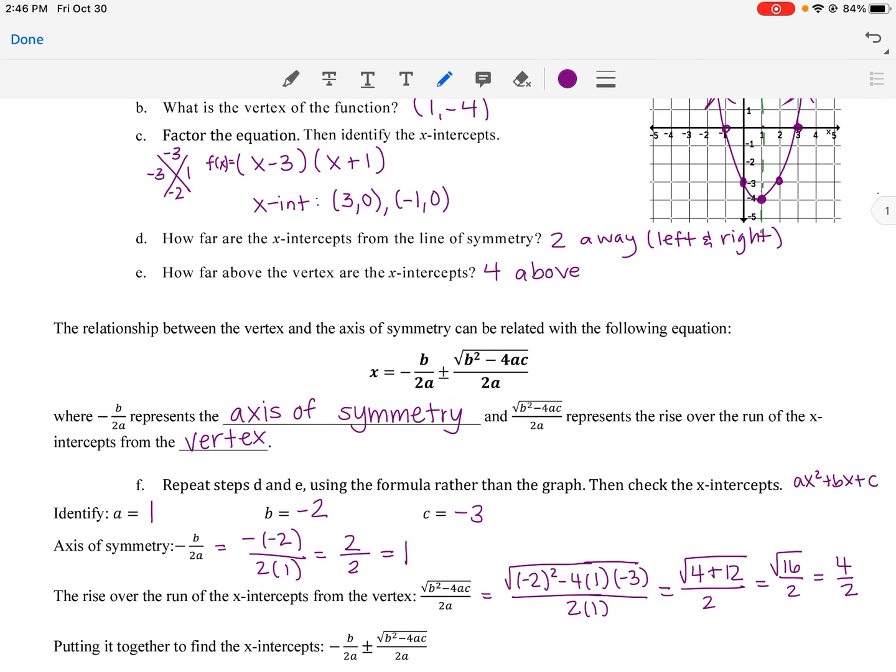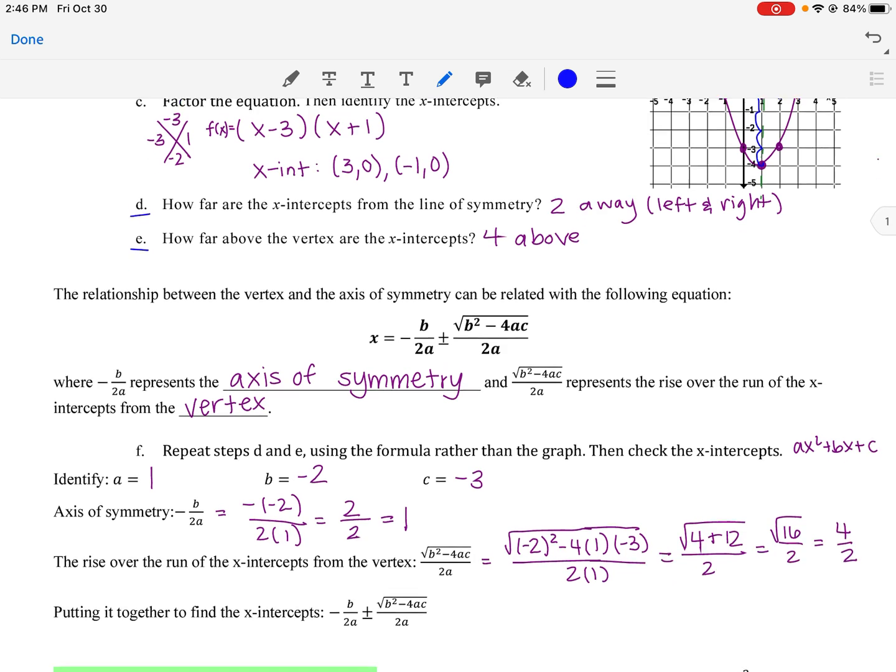And notice what we said above, right? If we connect the vertex on that axis of symmetry to your x-intercept, we're rising 1, 2, 3, 4, and we're running 2. You see that? So notice it matches what we found up here in D and E. They were going up 4 and over 2.